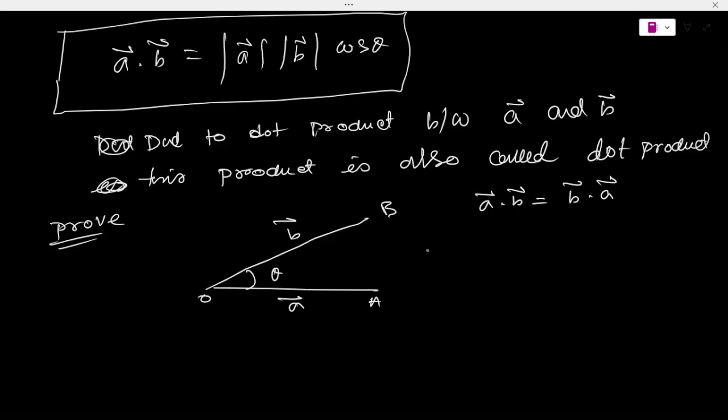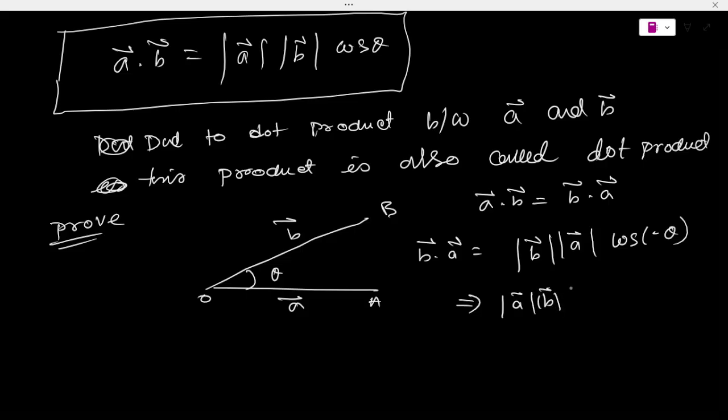We have to prove that A vector dot B vector equals B vector dot A vector. B vector dot A vector is equal to modulus of B vector, modulus of A vector, cos of minus theta. And after that we can write modulus of A vector, modulus of B vector cos theta, so it equals A vector dot B vector. Clear? It's proved.